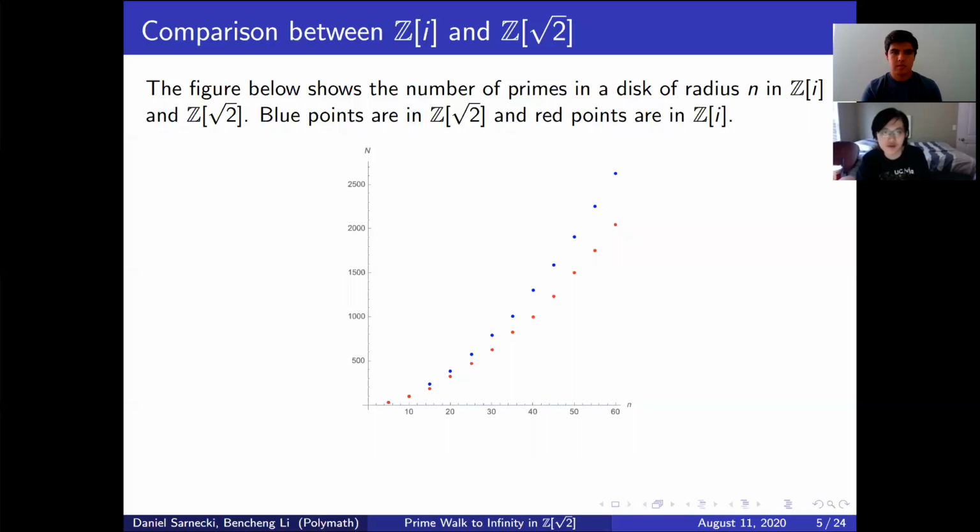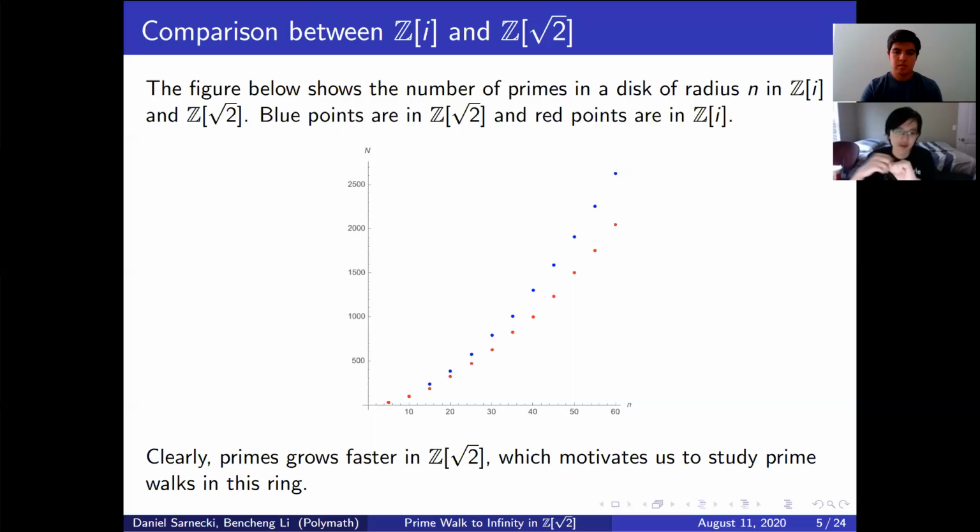Next, we compare the number of primes in a disk of radius n between Z[i] and Z[√2]. The blue points show the case in Z[√2], and the red points show the number of primes in Z[i]. We can see that as n gets larger, from 10 to 60 or even larger, the difference between the number of primes also gets larger. Therefore, primes grow faster in Z[√2], and this fact motivates us to study prime walking in this ring.